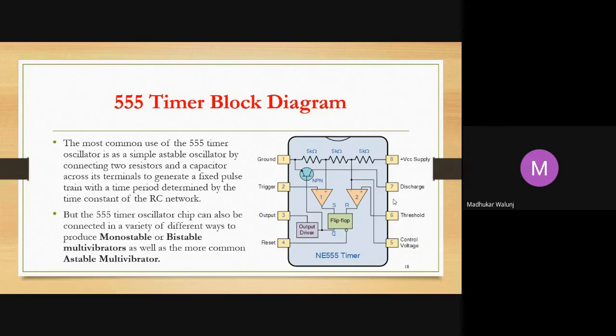We also require one capacitor for the control voltage, as I have already mentioned: the fifth terminal, control voltage, should be connected to the ground using a 0.01 microfarad capacitor, so it will eliminate the noise inside this IC. The 555 timer chip can also be connected in a variety of ways. It can produce monostable, which means one stable state only, or bistable, which produces two states, or astable, which always gives us a square waveform forever.